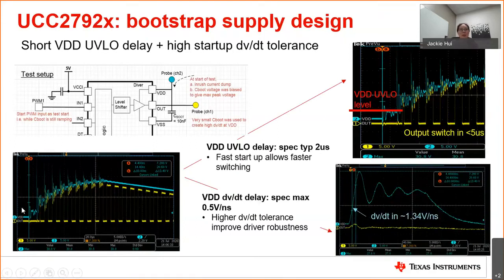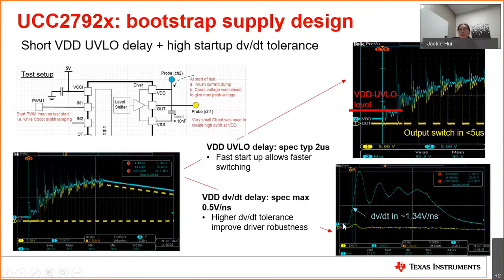So this here is the test result. Channel 1 is the output signal. It follows what the input is. Remember, as I mentioned earlier, we start switching the moment we start charging up the boot cap. Channel 2, the blue trace, is the voltage at VDD. A couple of things I want to highlight here.